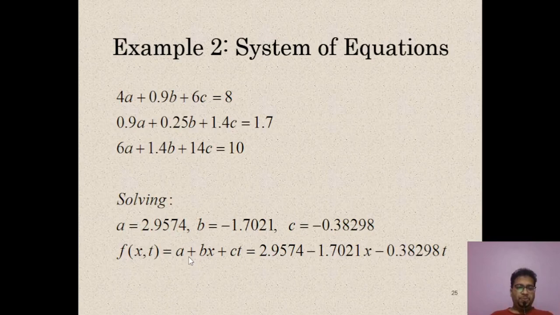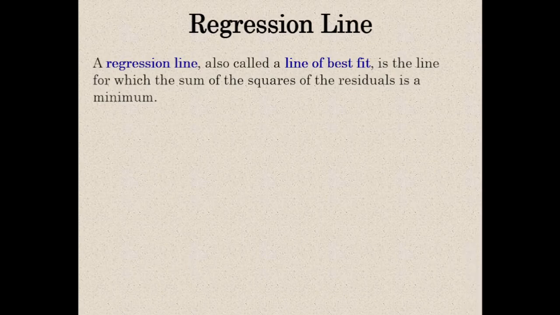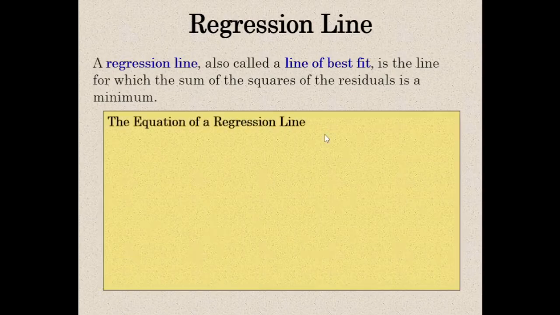Okay, so this was multiple linear regression. What is this regression line? It is the line of best fit. It is the line of best fit. By this we are getting the sum of squares of the residuals, which should be minimum.